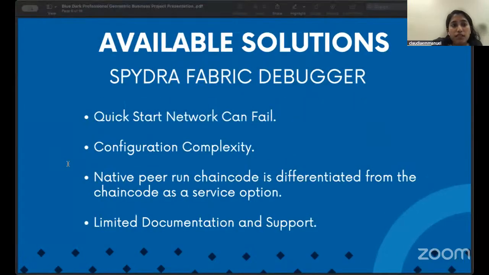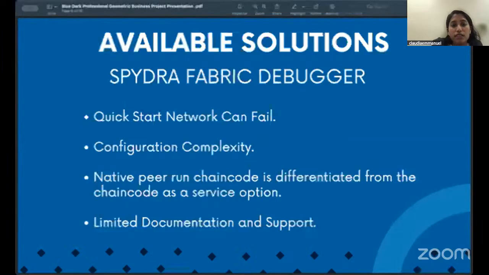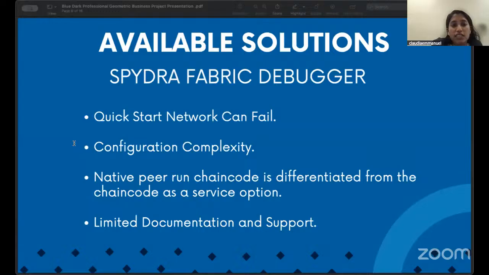With Spydra, we found that there was a quick start network, so you can actually start the network from within VS Code, but it also posed an issue where the containers take time to fully initialize, and the automation script was already running. So we faced a few errors with setting up the network.